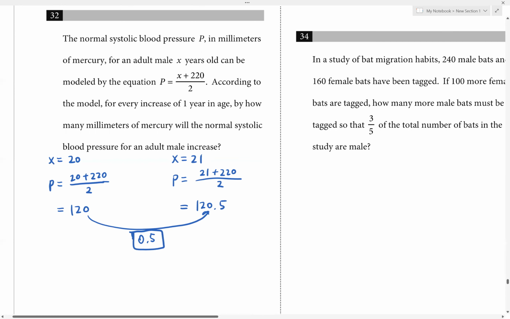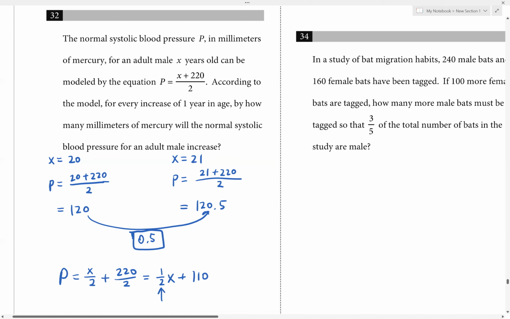If you use different test numbers, it should give us the same result. Because if we think about this equation, we can actually rewrite it. If you break this apart and rewrite it as X over 2 plus 220 over 2, we can rewrite it again as 1/2 X plus 110. So pretty much here you see there is a 1/2 in front of X. That is our slope.